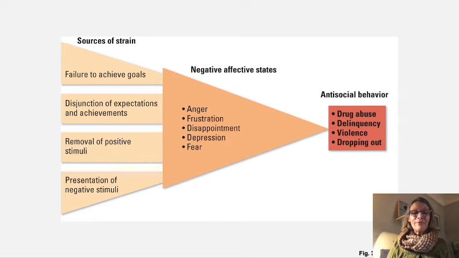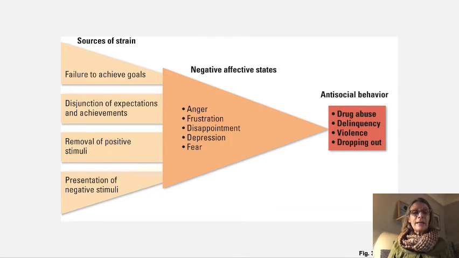And this is a graph that shows you strain. On the one hand, it has the sources of strain: failure to achieve goals, a disjunction of expectations and achievements. You have these expectations of things you want to achieve, but you're not able to achieve those things. There might not be positive stimulus encouraging you to achieve your goals, etc., etc.